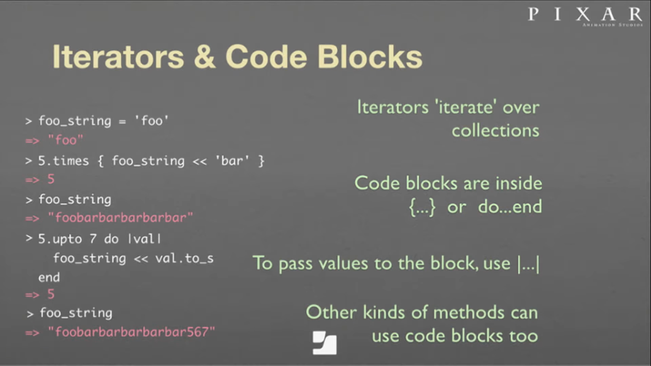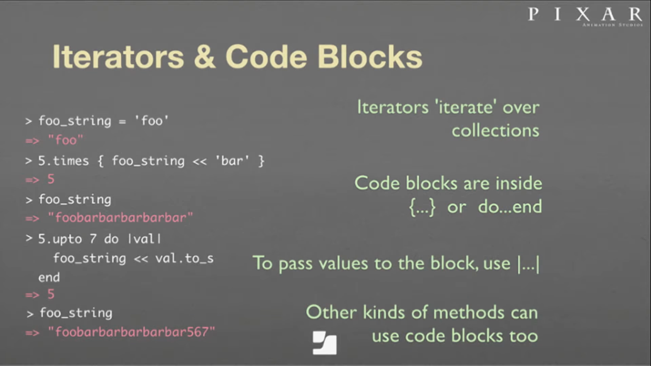Let's talk about the code block a little bit. Here's a code block that is just some code in between curly braces, and that is called a code block. The other way to do code blocks is with do and end, and here's an example. Usually the curly braces are used for single line code blocks, and the do and end are used for multi-line code blocks. You can use either in either way, but the common convention is to use this for single line and this for multi-line.